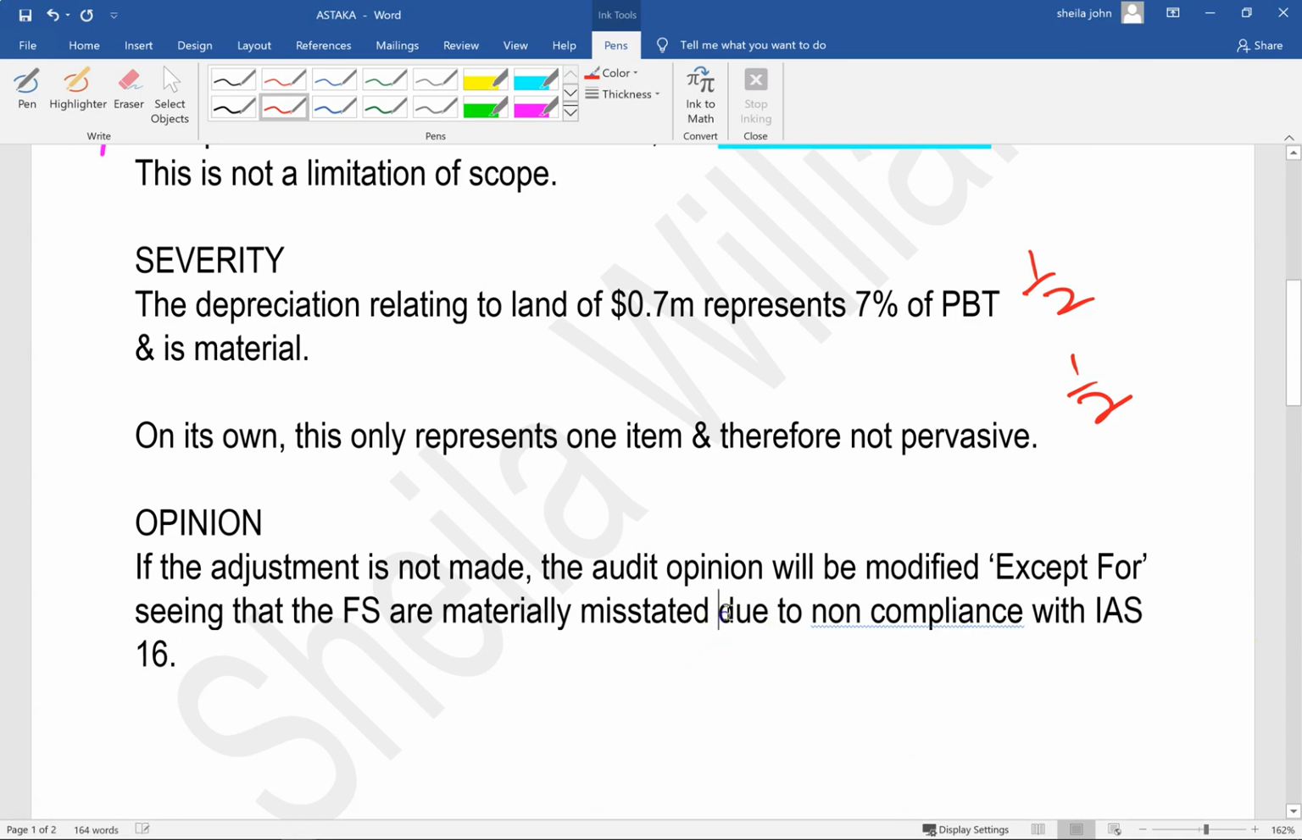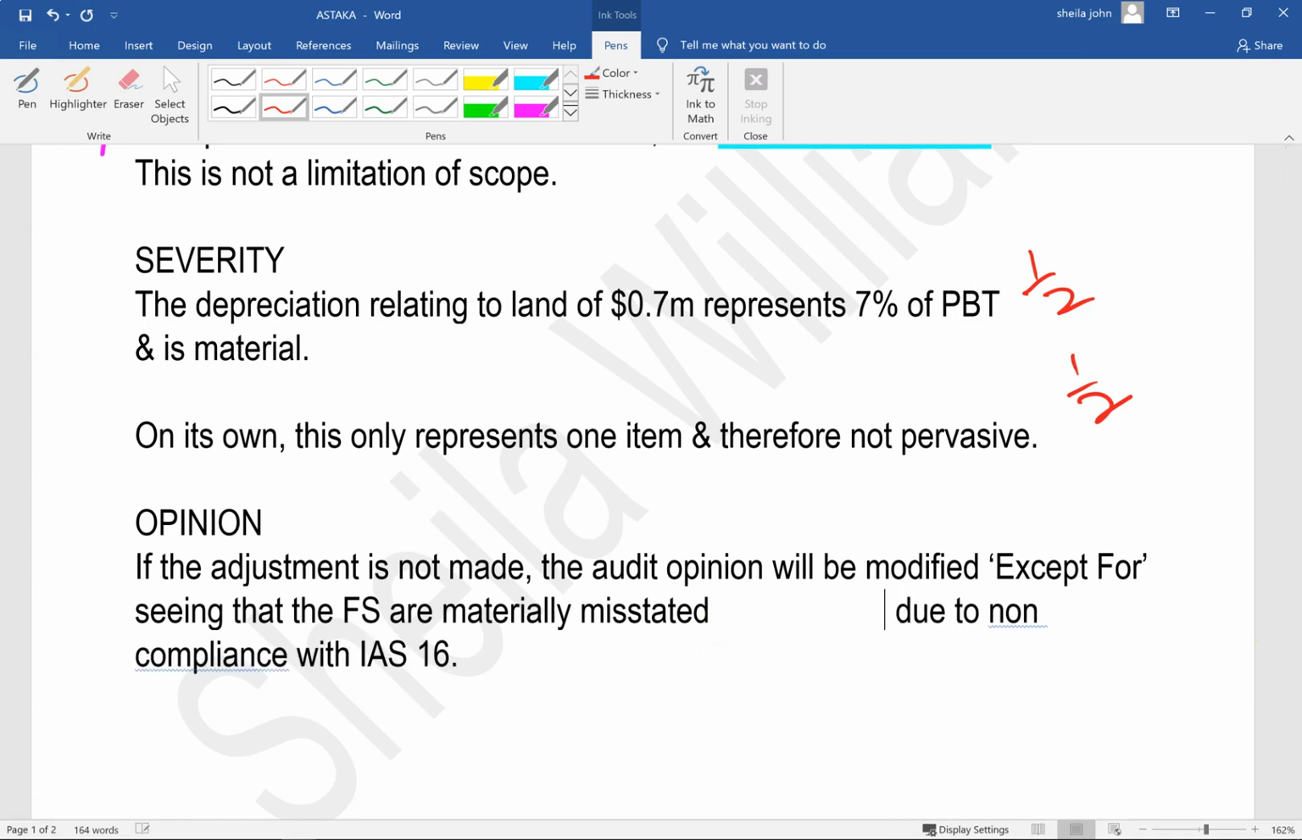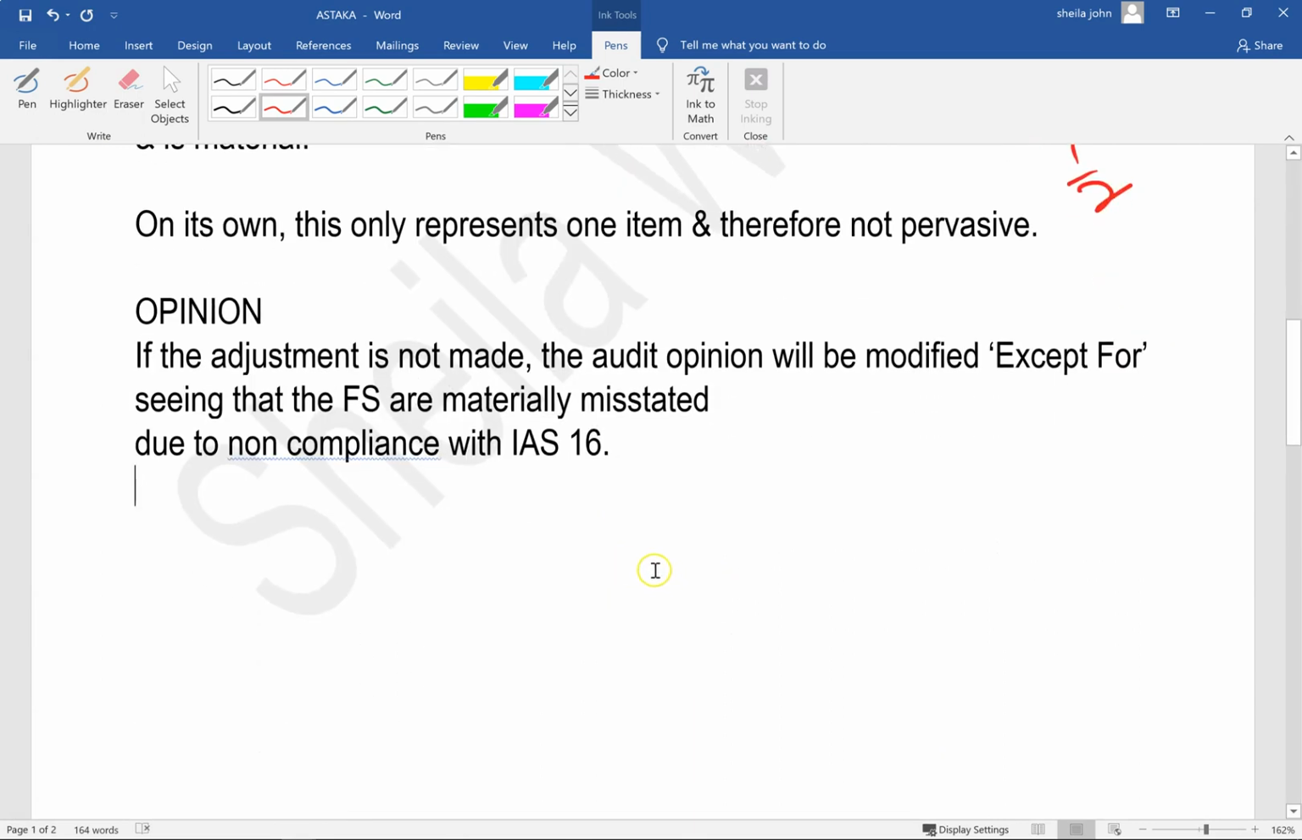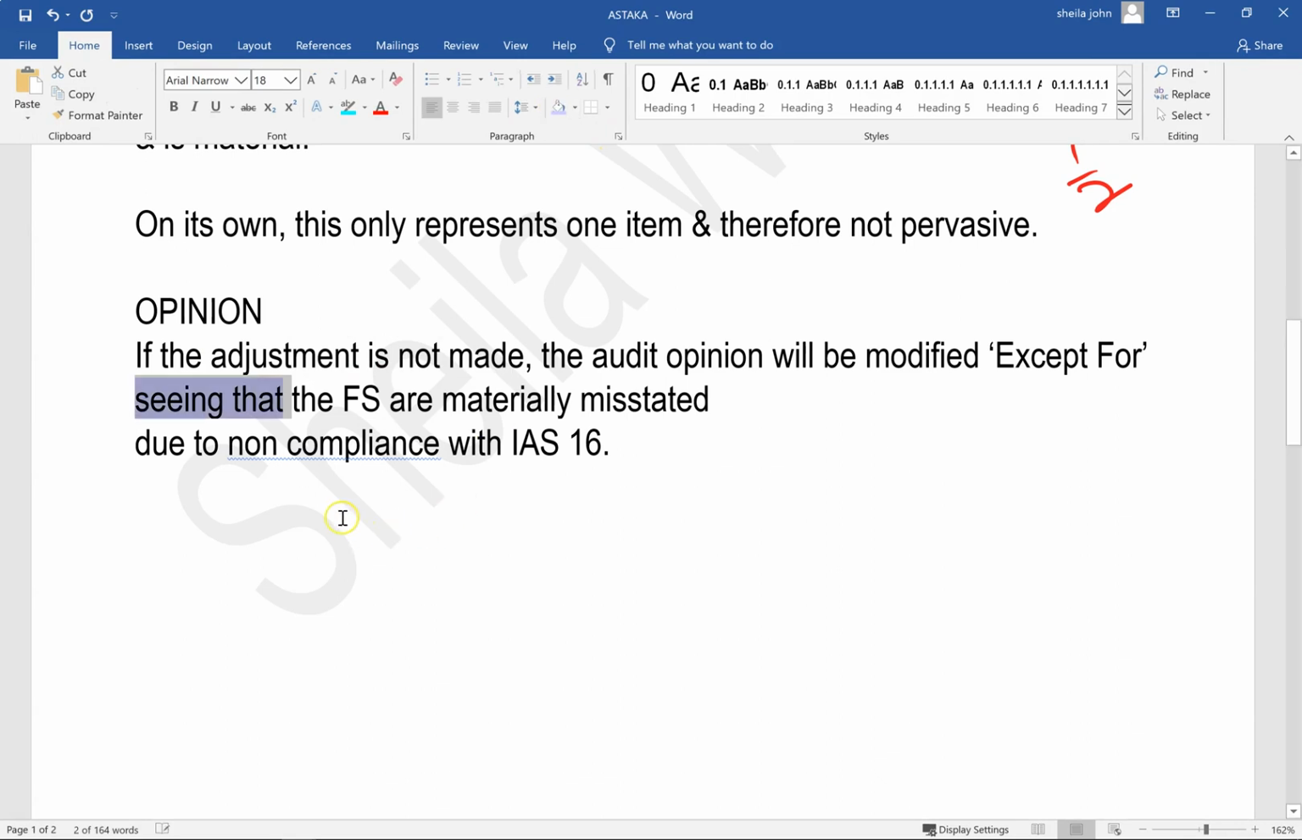Seeing that the financial statements are materially misstated due to non-compliance with IAS 16. So what have you done here? You have specified the type of the opinion, and you have also provided the reason for it. Okay, seeing that the financial statements are materially misstated due to non-compliance with IAS 16. Then we're going on to do the wording of the audit report.